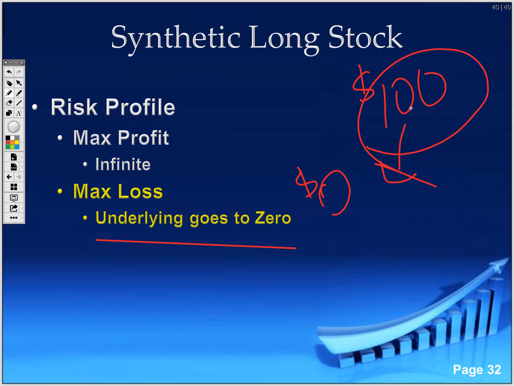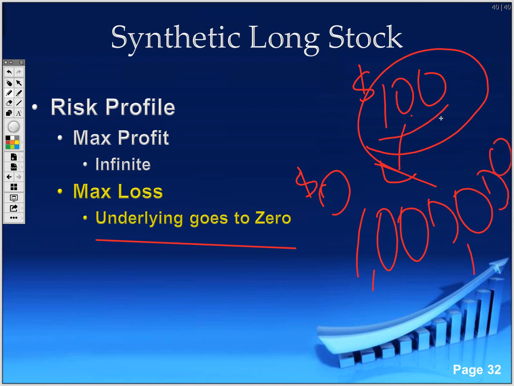So if it's a $100 stock and it goes to zero, I've lost all $100. Just as if this $100 stock went to $1 million, then I've made $999,900. So if it goes that high, I've made that, and if it goes to zero, I've lost all 100. It's not the same. Credit and debit with this strategy is a little bit different. It's the only time you really see that difference.